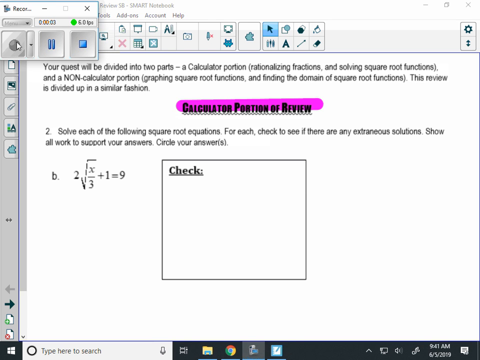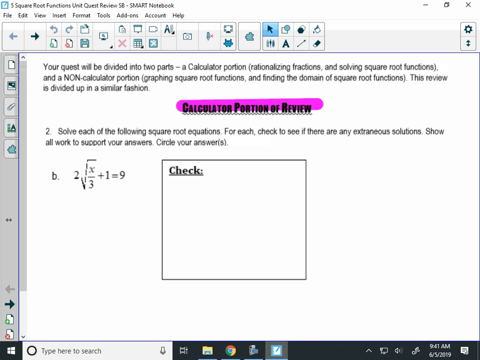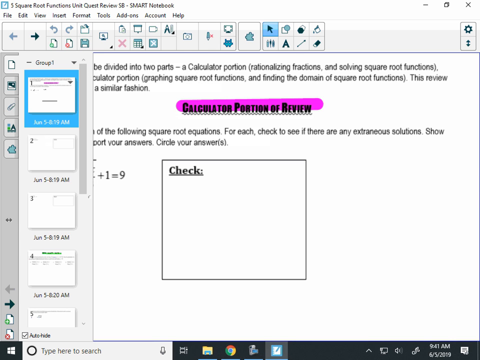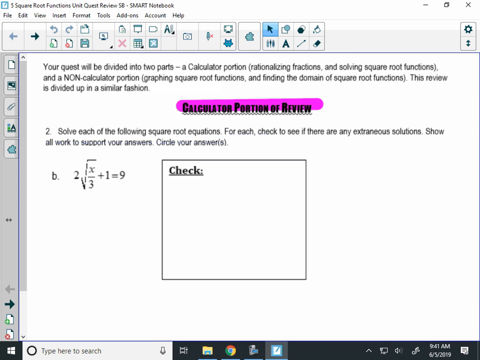So this is your test review for Unit 8. There are two parts of your review, a calculator portion and a no calculator portion. Start with the calculator portion. This is to review solving square root functions. So we'll just do a couple, I think, let's see, we'll do 3 of the solving ones. Hopefully you're good at these because this is the lesson that you just finished.